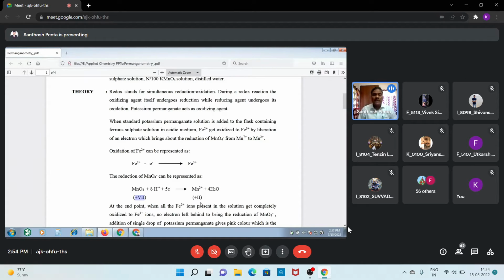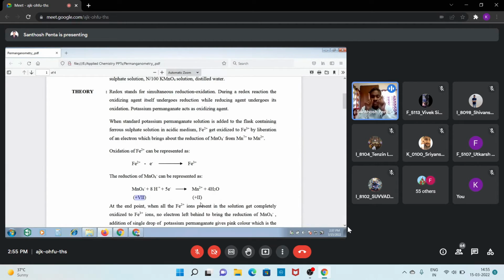Now see here what happened. Potassium permanganate, the titrant, is added drop by drop to the ferrous sulfate solution or ferrous ammonium sulfate solution which is present in the conical flask. The potassium permanganate is oxidizing the ferrous ions into ferric. Then when all the ferrous ions are converted into ferric, the extra drop of potassium permanganate imparts the pink color to the solution. Hence, the solution turns pink. That is the end point.